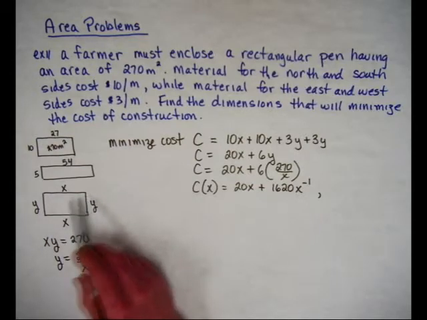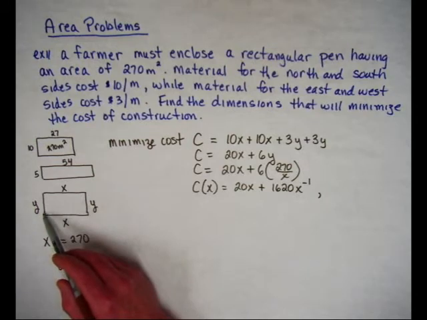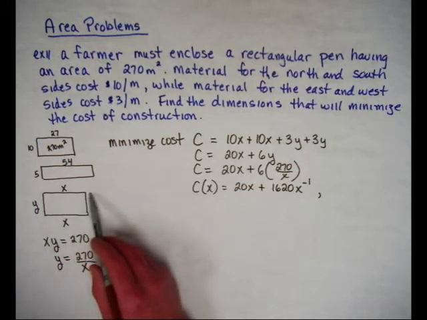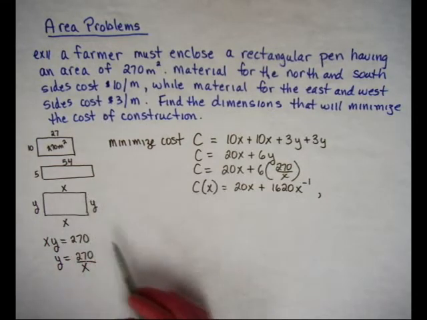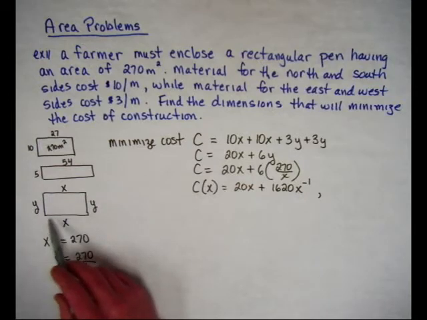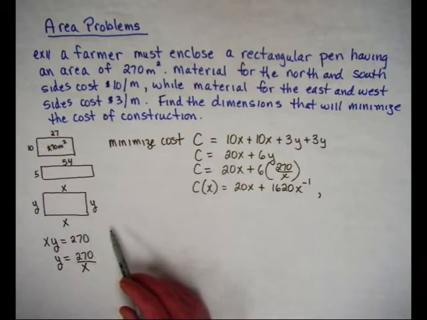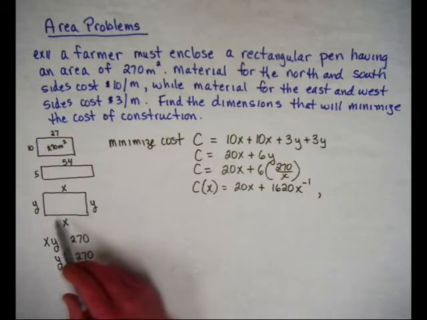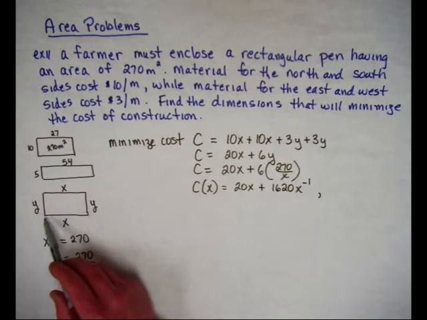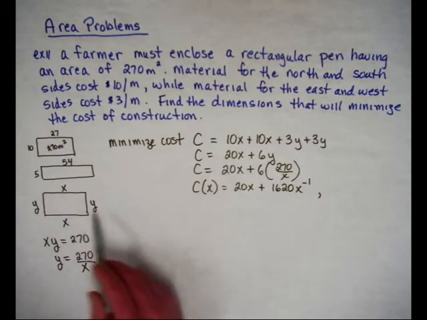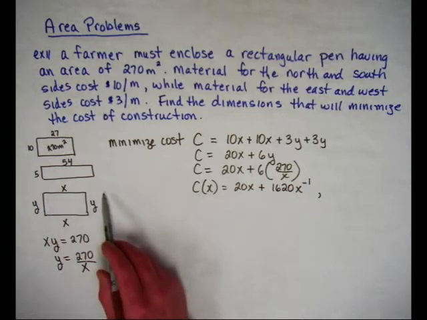If you kept going with that, you could build it half a meter wide, as long as you compensate by making this 540. So in theory, you could make the x infinitely small or infinitely large. Now, obviously, in those cases, your cost would be astronomical. If you did choose to make the y, let's say 1, you'd have to have 270 meters of fencing on the front and 270 meters of fencing on the back.